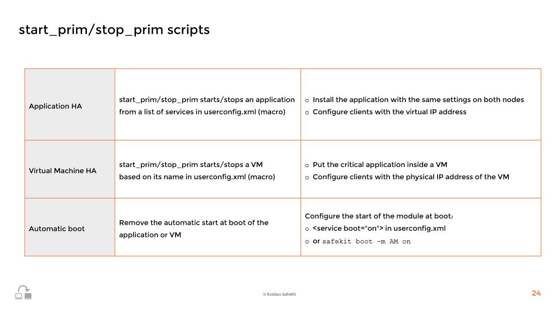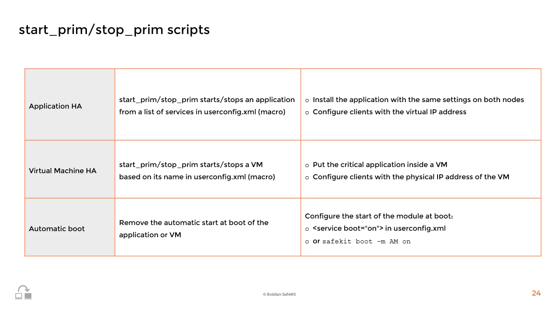In this solution, place the critical application inside a VM and configure the clients to connect to the physical IP address of the VM. There is no need for a virtual IP address in this case. The physical IP address of the VM will be rerouted when the VM is restarted on the secondary node.